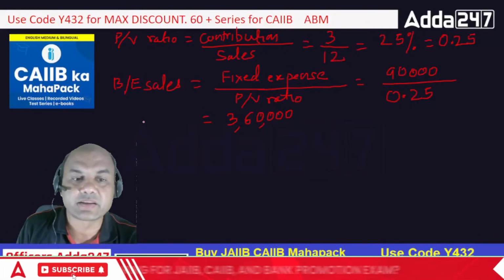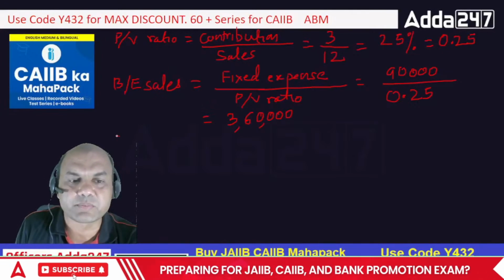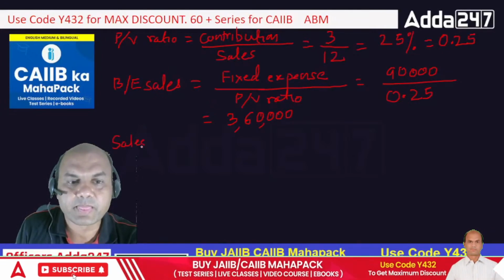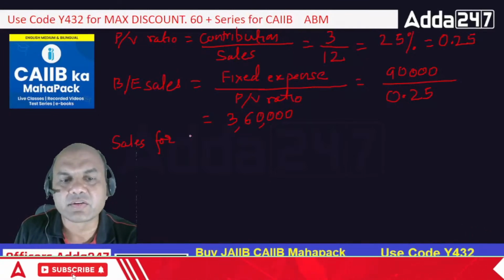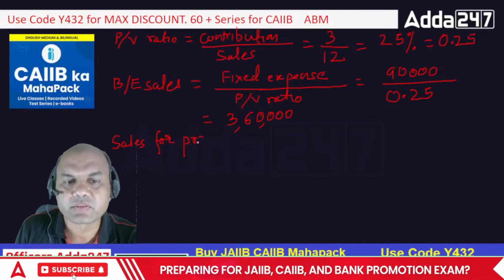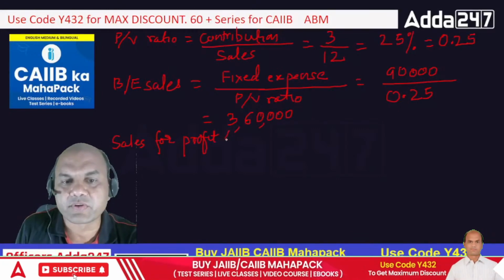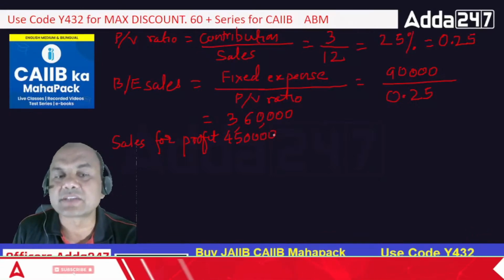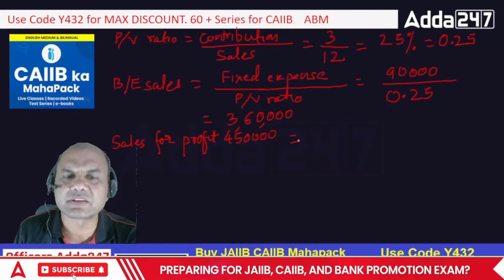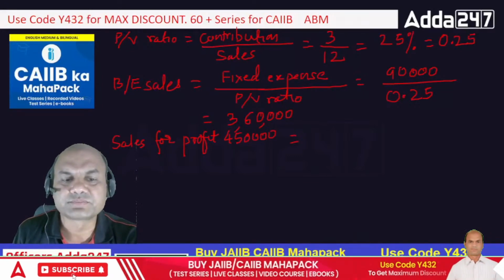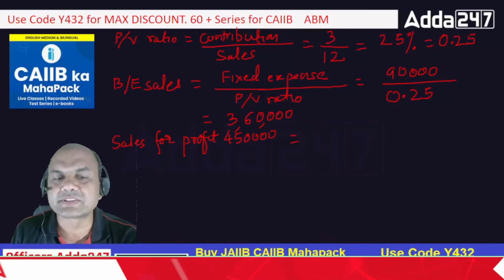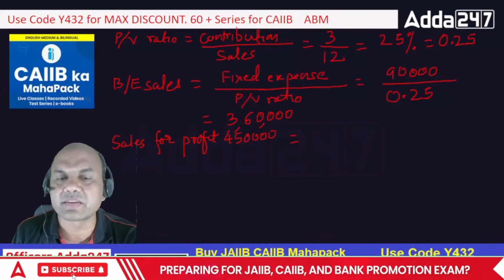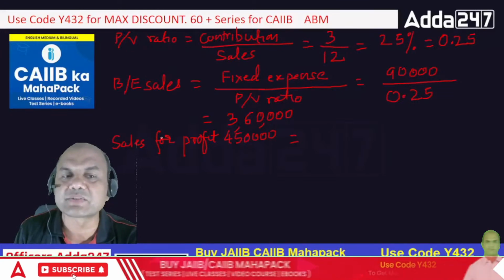Let me write it. Sales, I'll write it in short form now. Sales for a profit of 4,50,000. So what is the sales required? How to solve this now? It is the same thing, the same formula above, isn't it? Break-even sales, that same logic you will be using again.